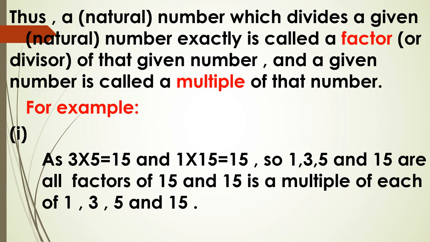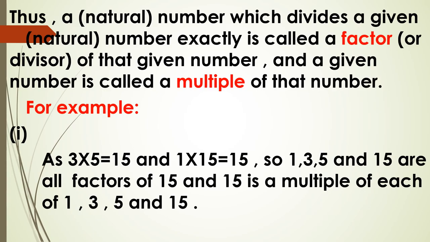So the numbers we are multiplying here are 3, 5, 1 and 15. So these four numbers are the factors of 15. And 15 is our product. 15 is the result of multiplication. So that is a multiple of each of the factors. Okay.